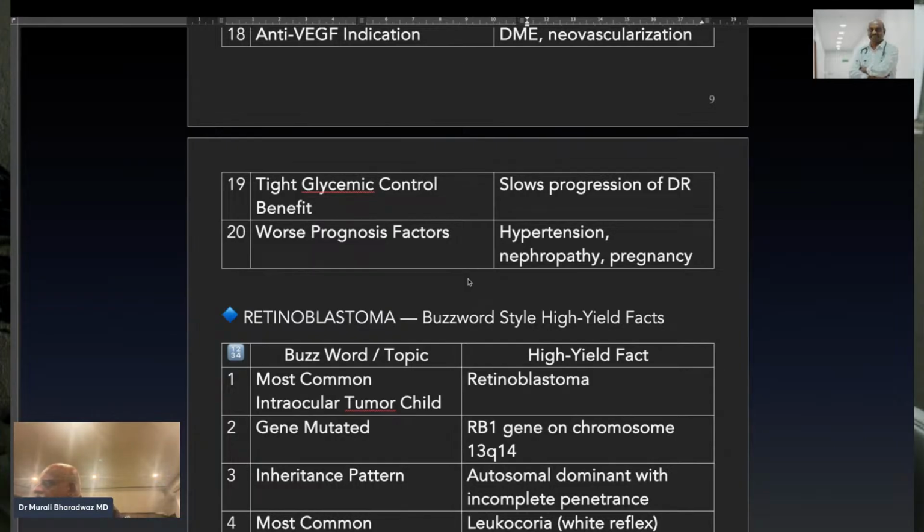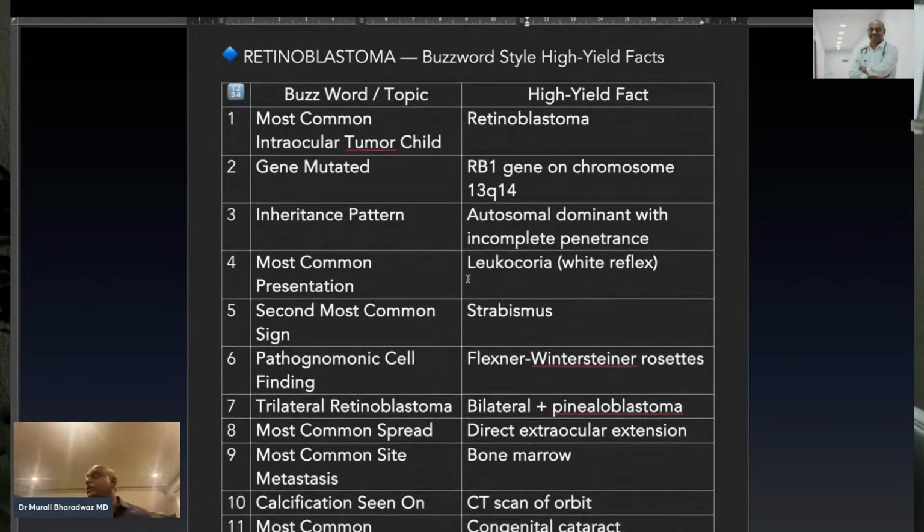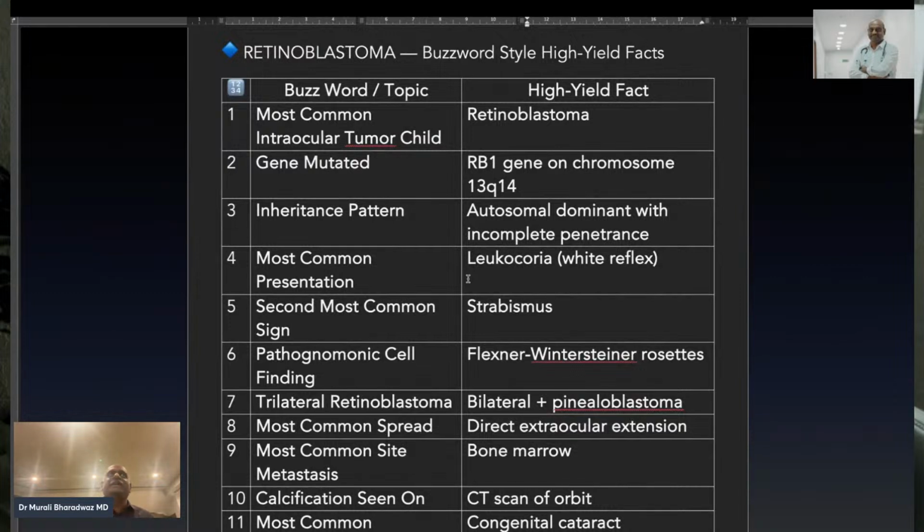What is that drug called? Bevacizumab. Ranibizumab. Beva and Rani. These are intravitreal injections. Remember, one monoclonal antibody will come.